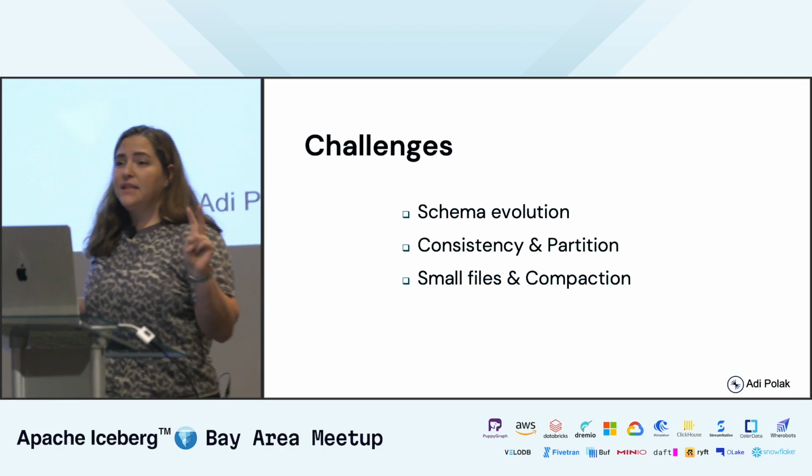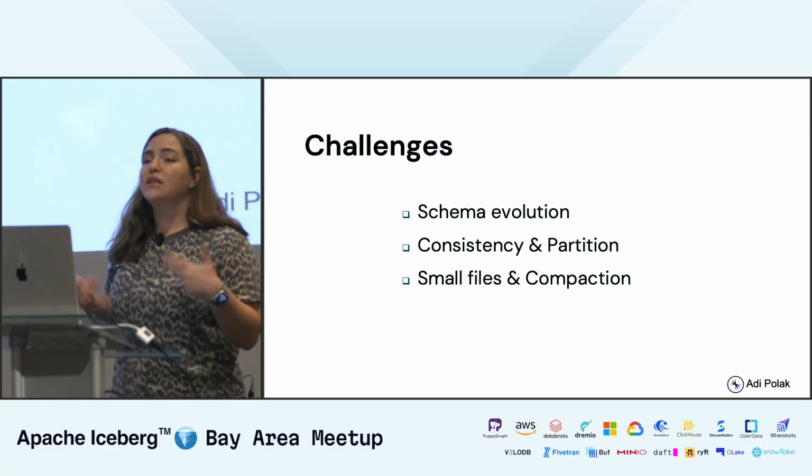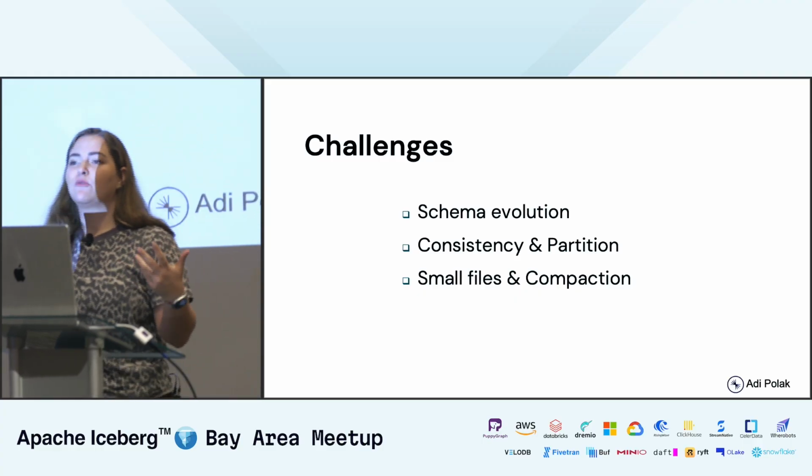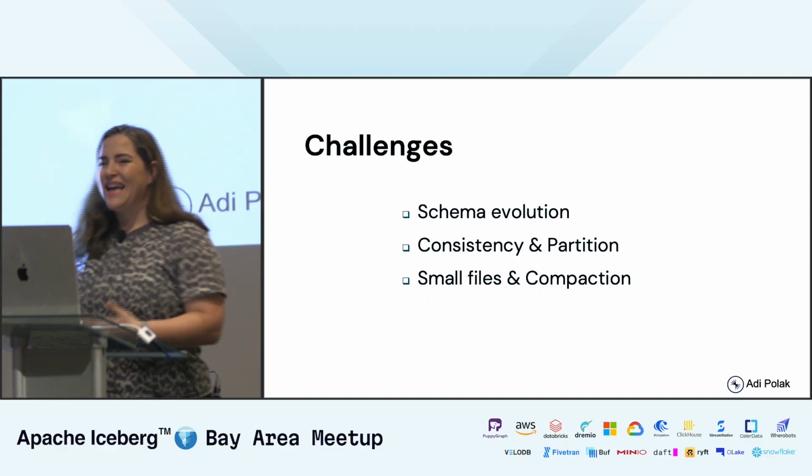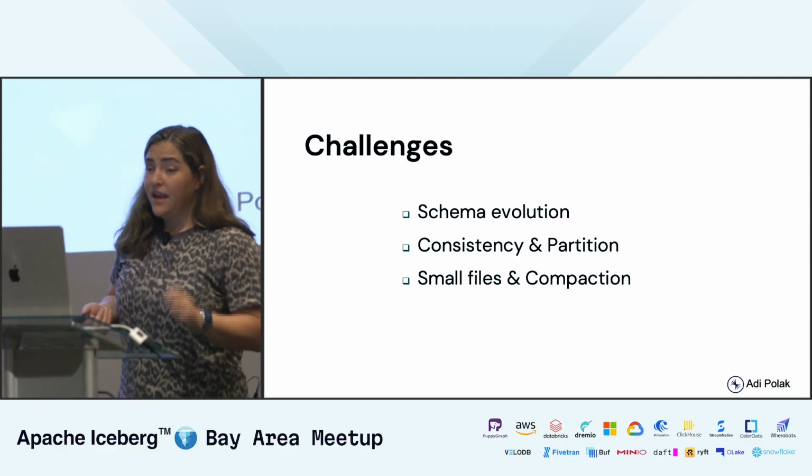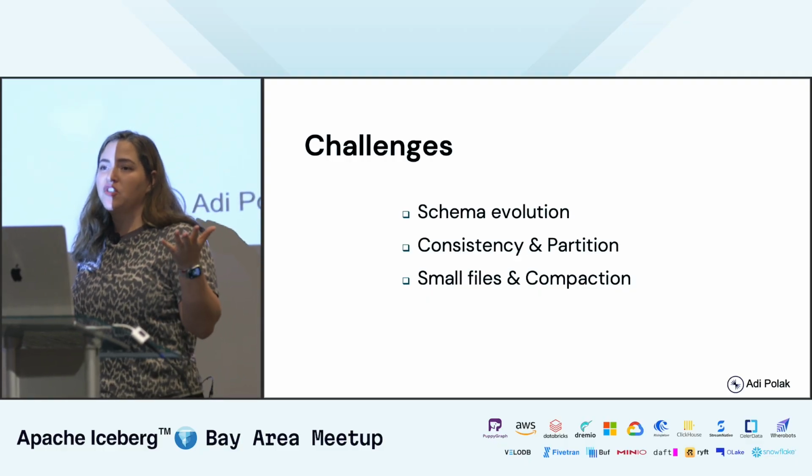Second one is consistency and partition. The data is saved in a specific partition in Kafka. How does that reflect in my Iceberg storage? It's not exactly one-to-one. And the third one, small files and compaction.